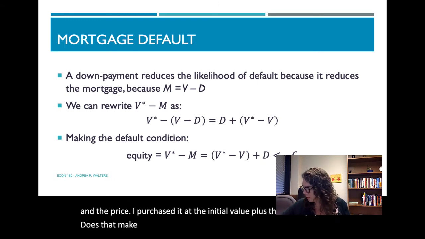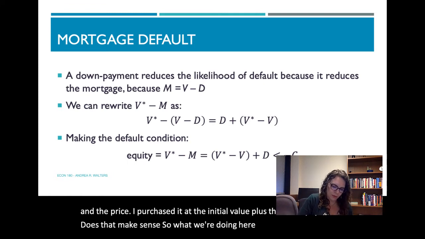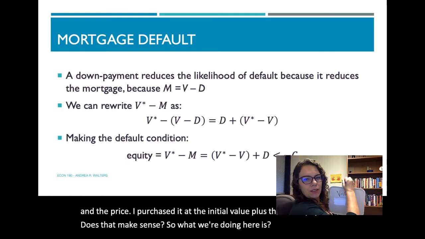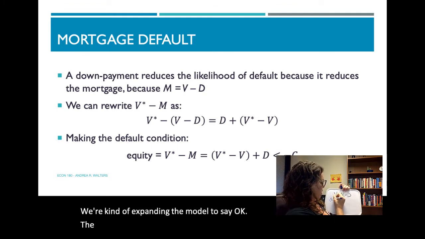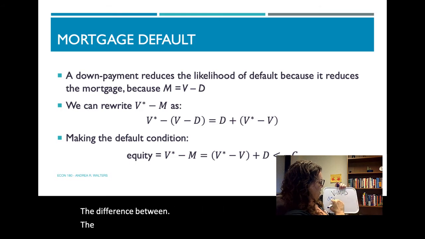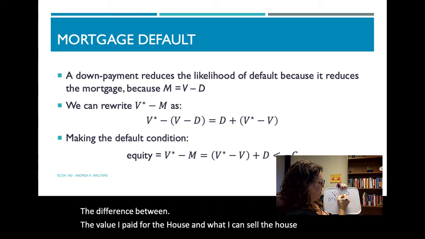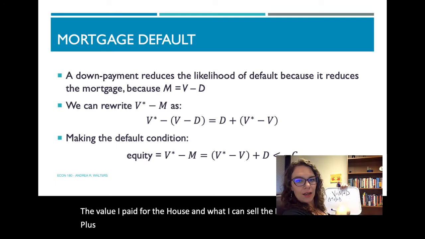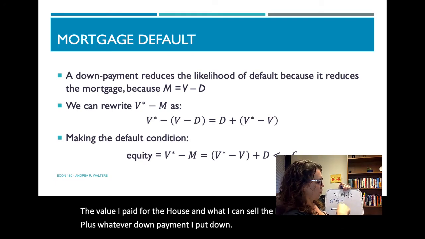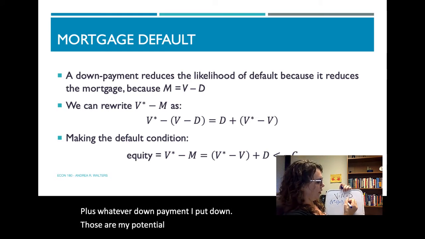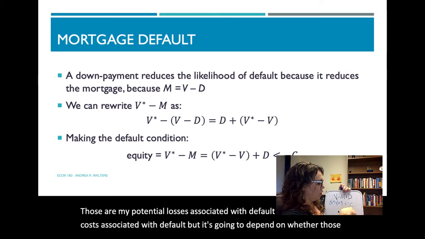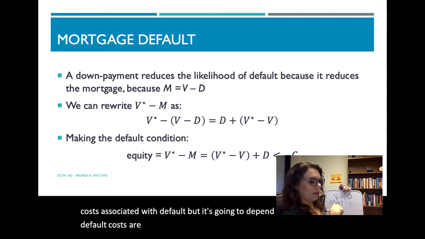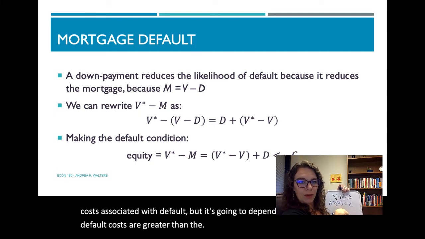So what we're doing here is we're expanding the model to say, okay, the difference between the value I paid for the house and what I can sell the house for, plus whatever down payment I put down, those are my potential losses associated with default. And there are costs associated with default, but it's going to depend on whether those default costs are greater than the lost value of my home and my down payment.